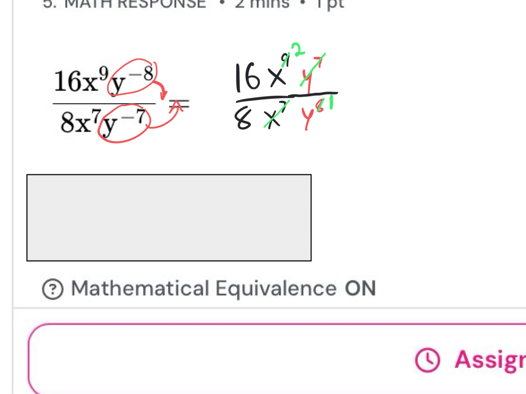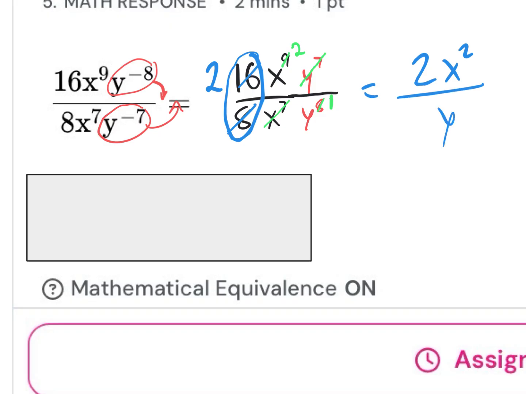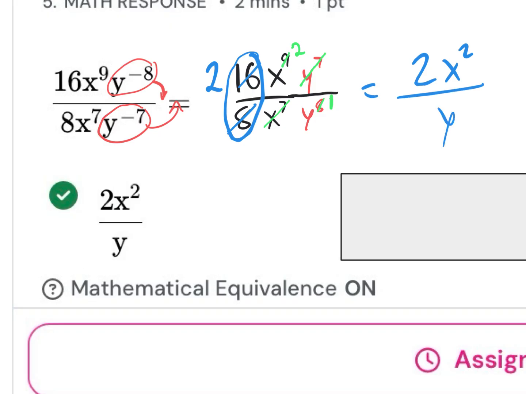Now, in addition to that, we're going to look at this fraction, 16 over 8. That's 16 divided by 8. That ends up being the answer 2, and it's up on top. So that cancels, you have a 2 up on top. So your final answer is 2 x to the second over y to the 1, which you don't need a y to the 1. There's your answer, 2x to the second over y.